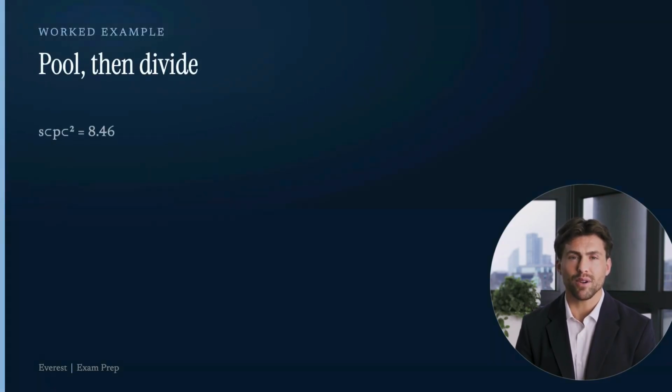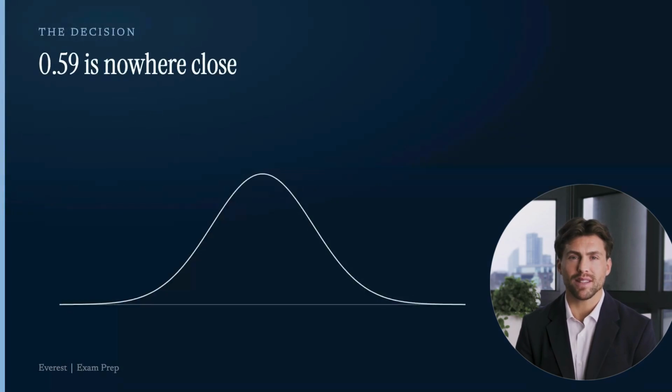Pool the variances first. 39 times 9 plus 34 times 7.84, divided by 73 degrees of freedom, a pooled variance of about 8.46. The t-statistic is the difference in means divided by the pooled standard error, 0.4 divided by 0.67, about 0.59. At 5% significance and 73 degrees of freedom, the critical value is about 1.993. 0.59 is nowhere close. Fail to reject. No significant difference between the teams.